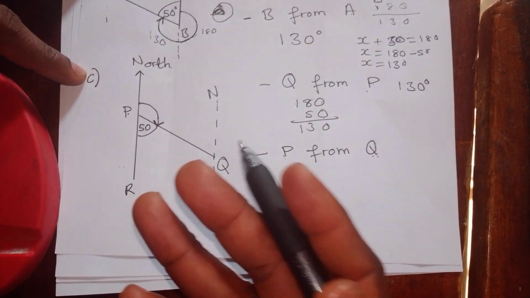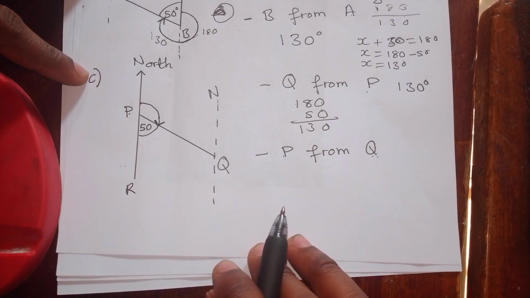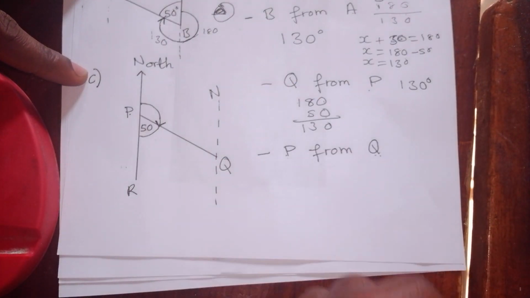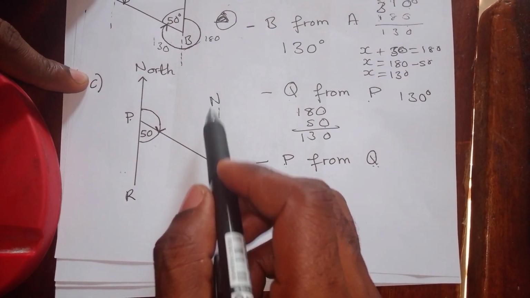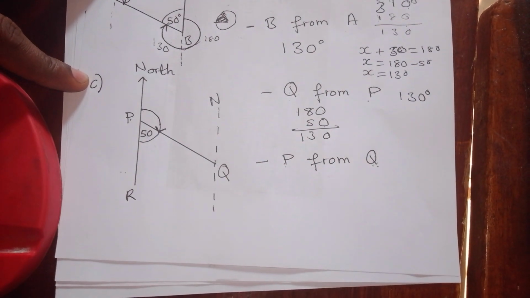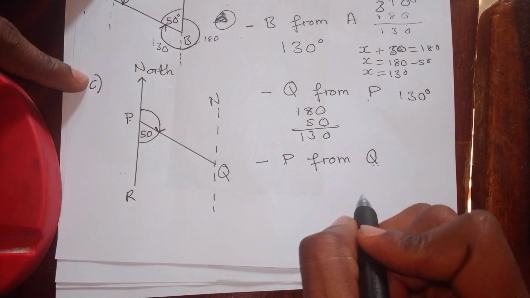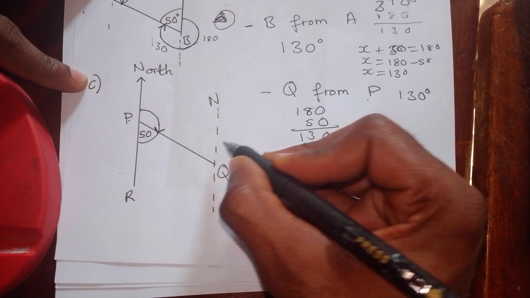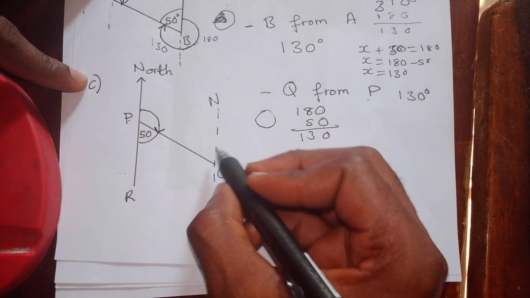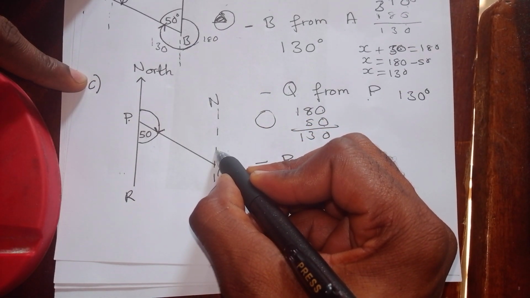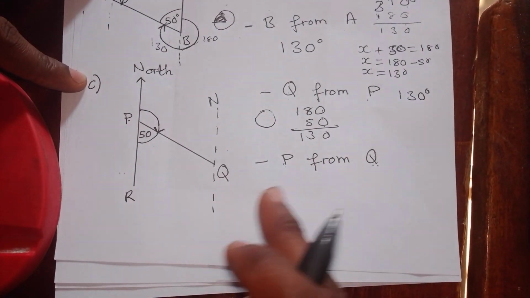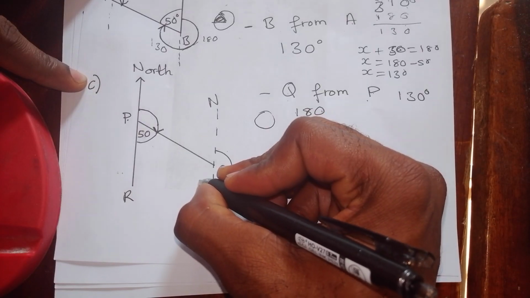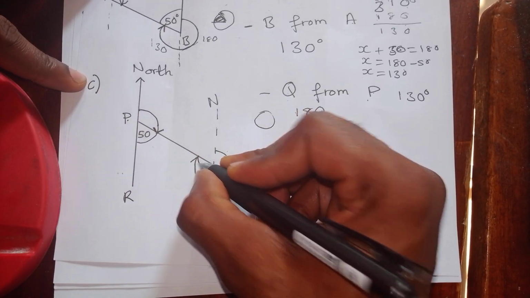I'm making it a broken line because it's an imaginary north line. It's still okay if you make it solid. I'm just trying to differentiate it from the other one. So now, to find this bearing, I'll draw an arc in the clockwise direction from my imaginary north line all the way to P. So I can move from here all the way to P. This is where my P is.